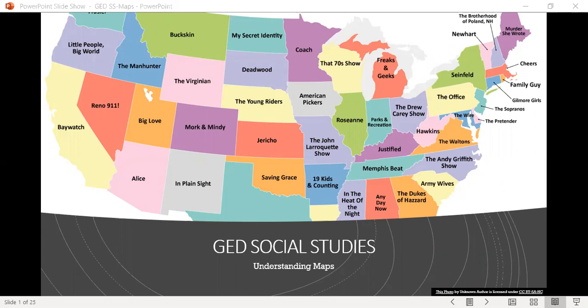In this first unit, we're going to be talking about how to understand maps. This is something that is important to understand as you go through the social studies portion of the GED, knowing where everything is and where everything can be found. Here is a general map of the United States. As you can see, it doesn't label the states as it does the different types of programs you may be familiar with, such as Roseanne, taking place in Lanford, Illinois, Justified from Kentucky, and Alice from Phoenix, Arizona.